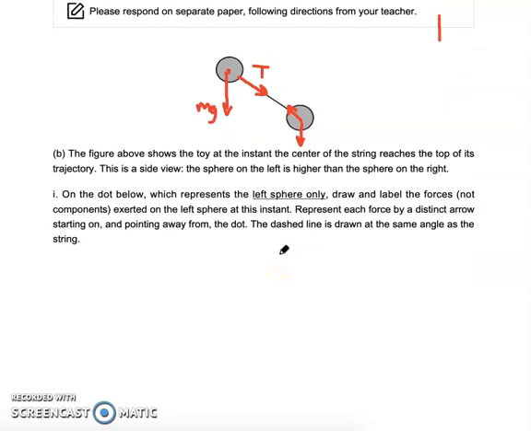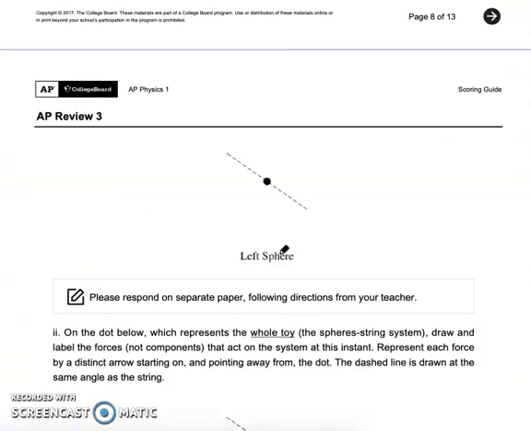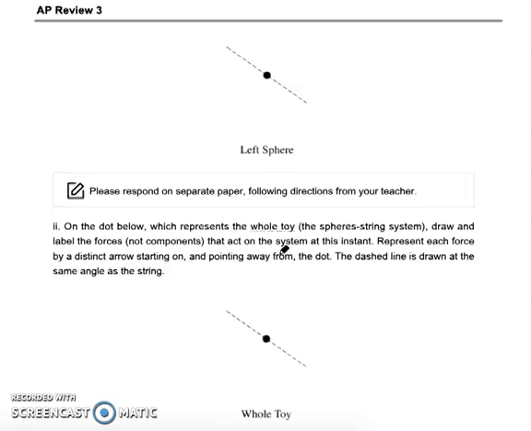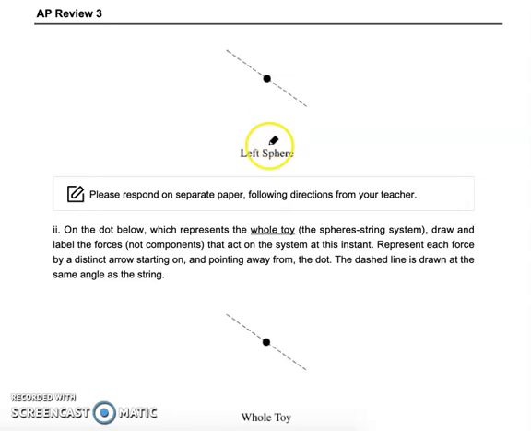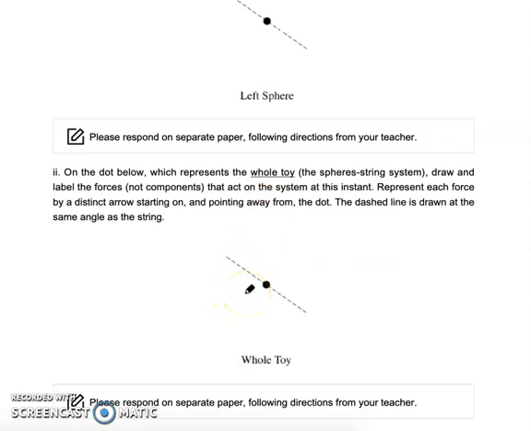Now they change it to our system is the center of mass of the two. Oops, I already did the left sphere right here, actually. Okay, I already did this one. So let me go to the whole toy. So don't do this, but here are the two spheres, right? We had this and this and the one I just showed you, but these, we want the whole system, right? And in the whole system, the only thing that's acting on it is gravity. Okay, because the tensions are internal, we wouldn't want to include them. We want the external forces on the whole toy, the spheres and strings system.